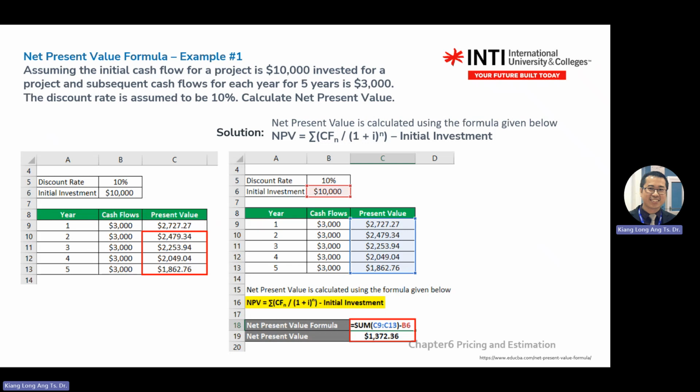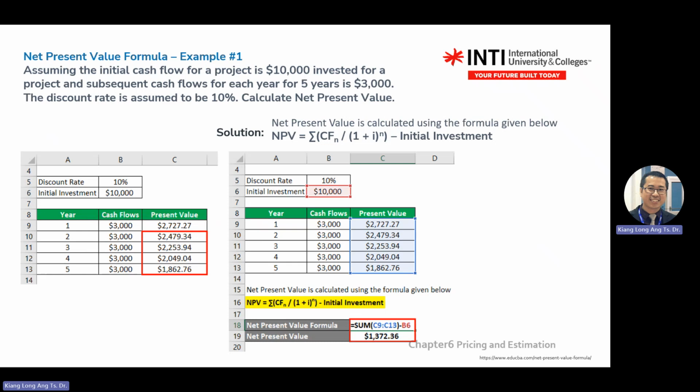You can go to this column here and write the net present value formula, meaning you add all the numbers and you get a number. Then you calculate using this formula: NPV equals the sum of present values minus the initial value. Means you take the sum of this one minus this one. You get one value. In this case, when you apply the formula, you get 1,372.36.